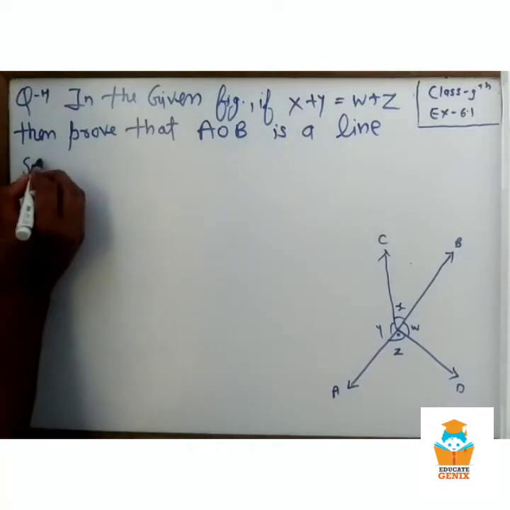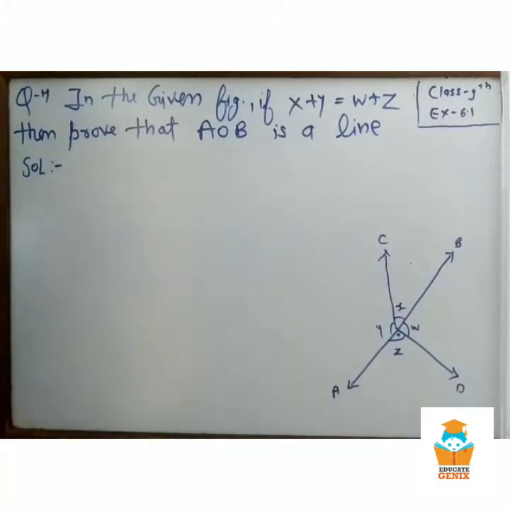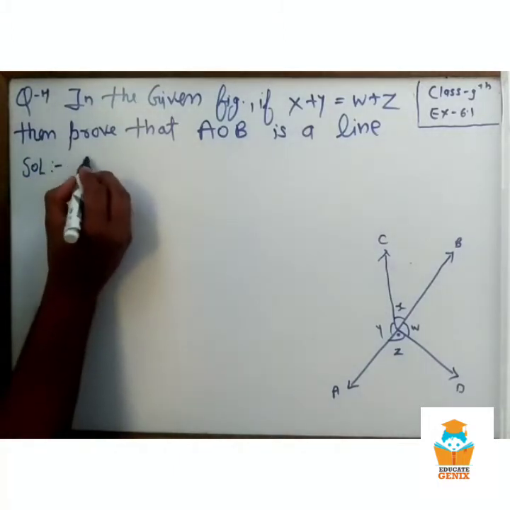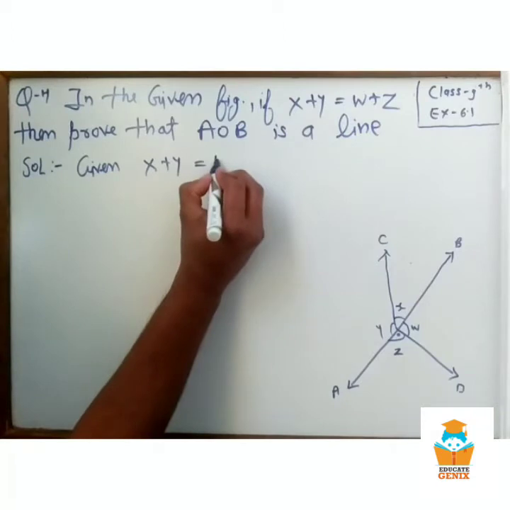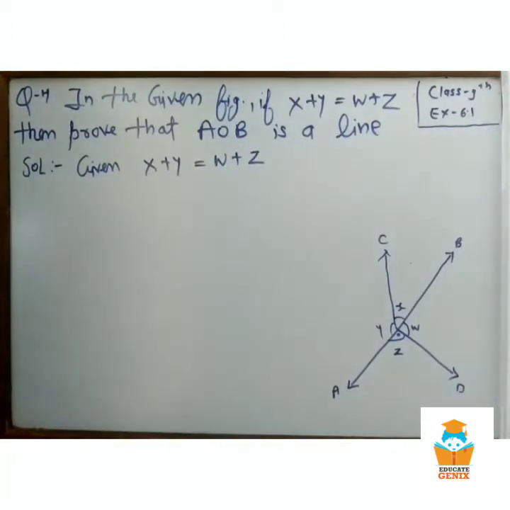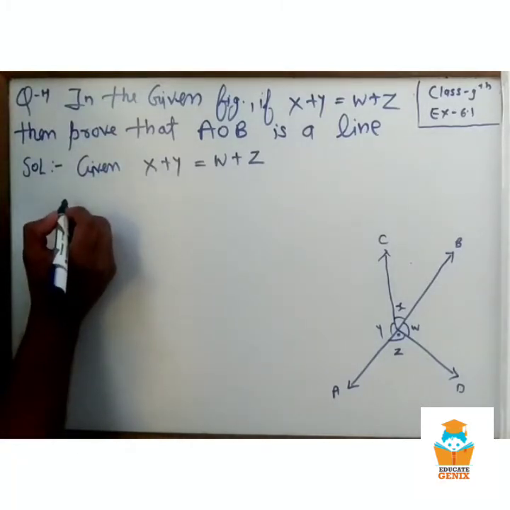Solution. Already given that x plus y equals w plus z. As we can see, we have to prove that AOB is a straight line. For proving AOB is a straight line, we have to prove that x plus y equals 180 degree, or w plus z equals 180 degree. So let's see how we can further proceed.